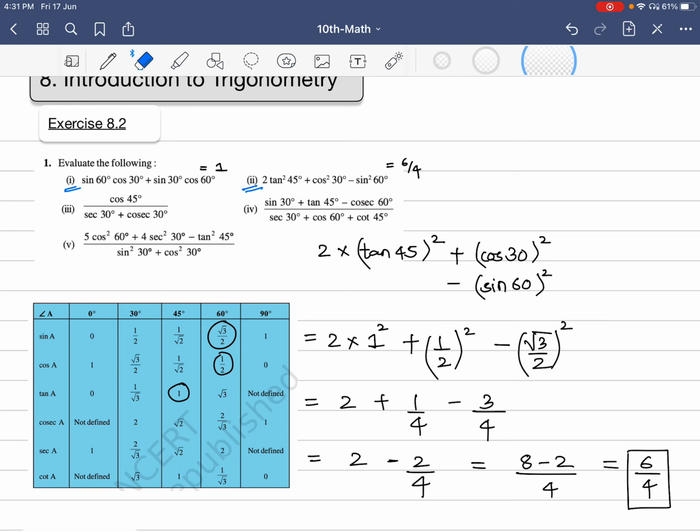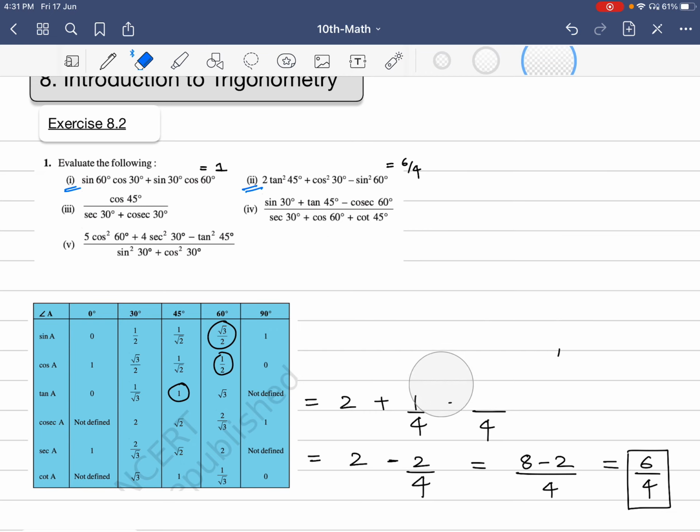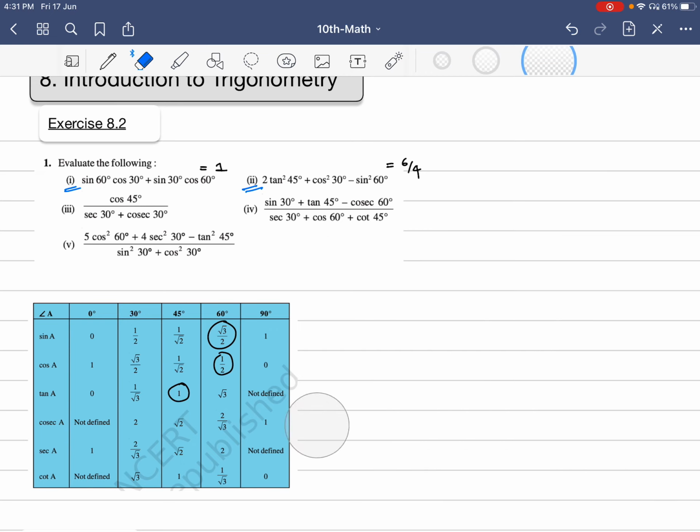Now let's erase this all and go to our expression number 3. All you need to know is this table to find out the values of all the expressions. This table is very important. Now let's go to expression number 3. So let me zoom in.